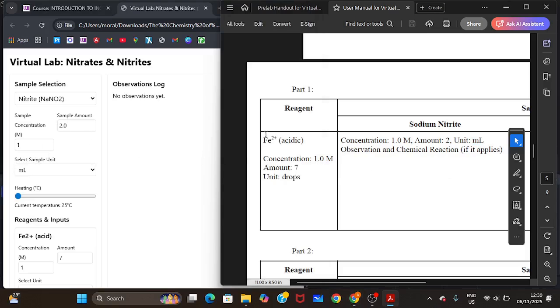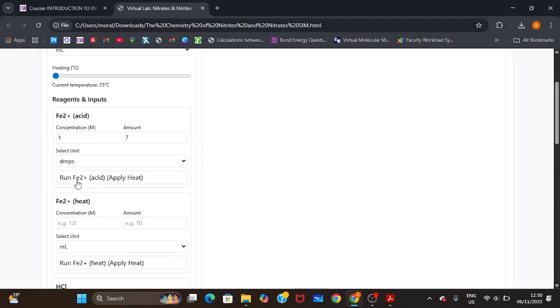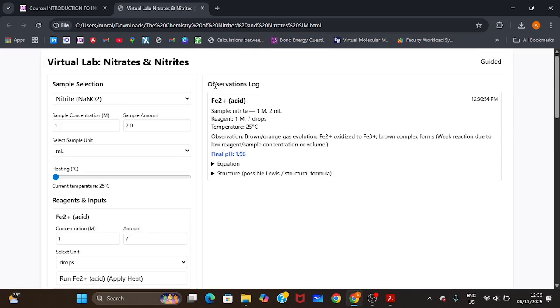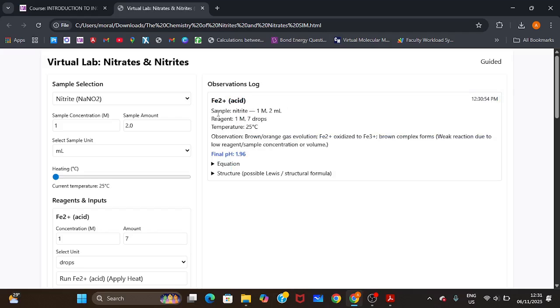Okay, once you have your reagent and your sample set, you go ahead and you click on the run Fe2+ acid apply heat option. Okay, you click it and you should be getting a few bits of information that is required for you guys to write as part of your observation. Okay, so under observation log, you have everything that you need to know for this particular reaction. You have the amount that was set for the main sample and the amount that was set for the reagent. Okay, and also you have the temperature as well.